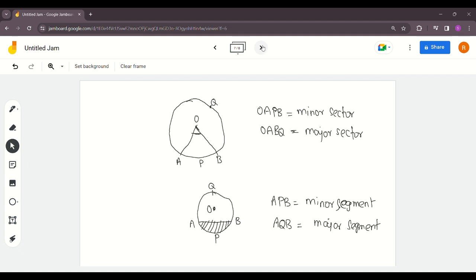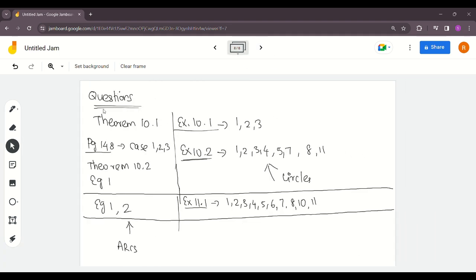Now after this come the questions. This 10th chapter is all about circles and the 11th chapter is all about areas related to circles. I have given you the questions. See, both these questions are taken from the new edition of the textbook. So if you are having the old edition, kindly refer to the new edition. The books will be available online or in shops, so you can refer to it and then study.